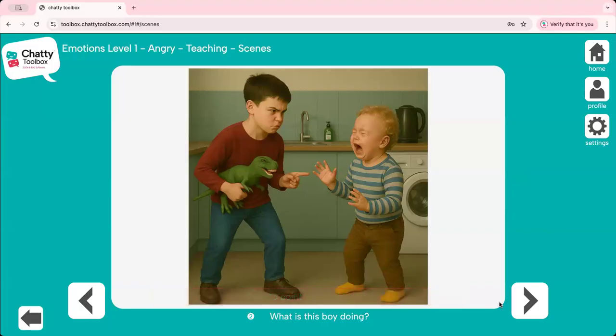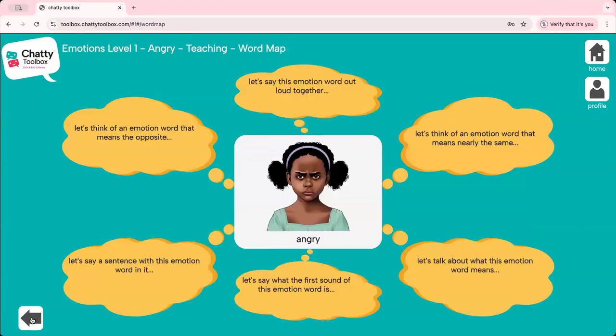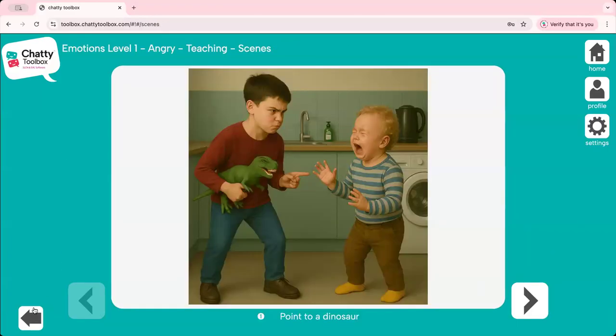If they can't answer that, I'd be saying, oh, he's pointing with his finger and he's very angry and he's shouting at the little boy. So you'd go through modelling the correct answer so that the child starts to learn how to answer these questions. And that's how the scenes part of emotions works. So you've got your word cards, your word map and your scenes. Just to quickly go into each, that's word cards, that's word map, and that's scenes, okay?